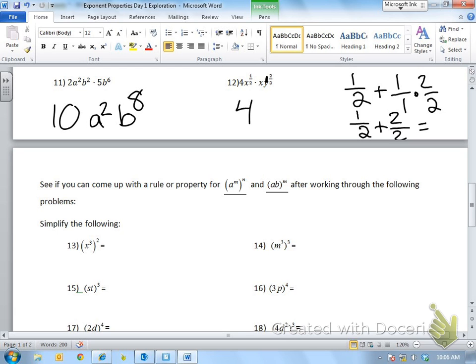So when I add, what do I add together? The 1 and the 2. We add the numerators together, and we leave the denominators alone. So we get x to the 3/2. What about the y? What should we do with that? Leave it. It didn't have anything to combine with, so we leave it: y to the 2/3. So even if there are fractions involved, we still do the same thing. If it's multiplying, we add.